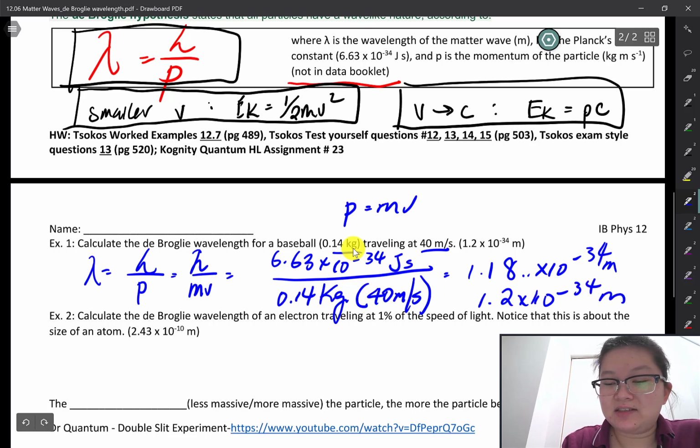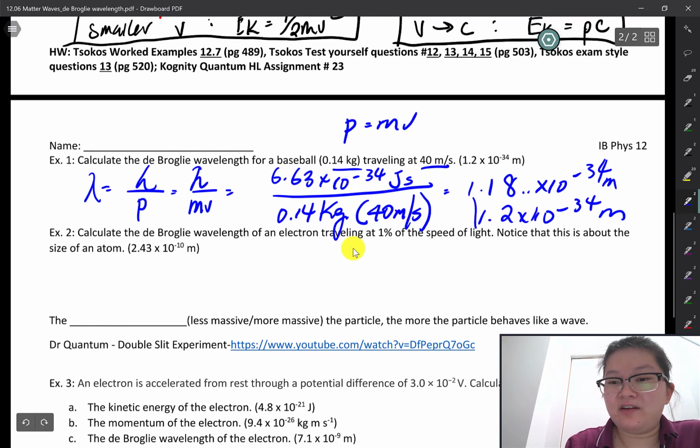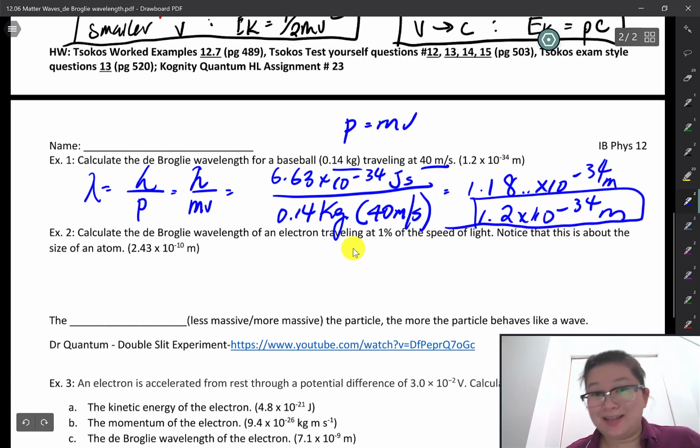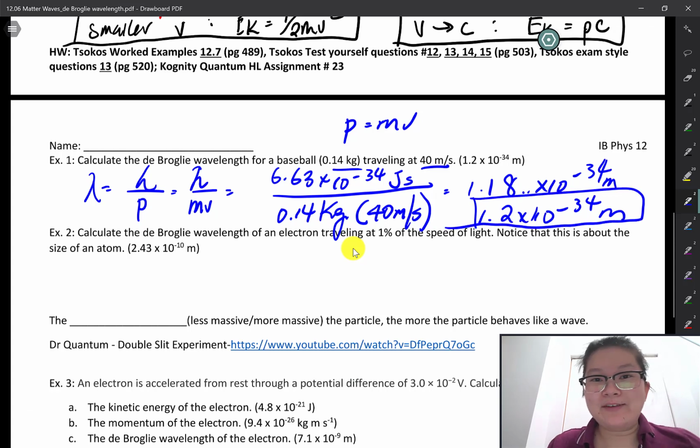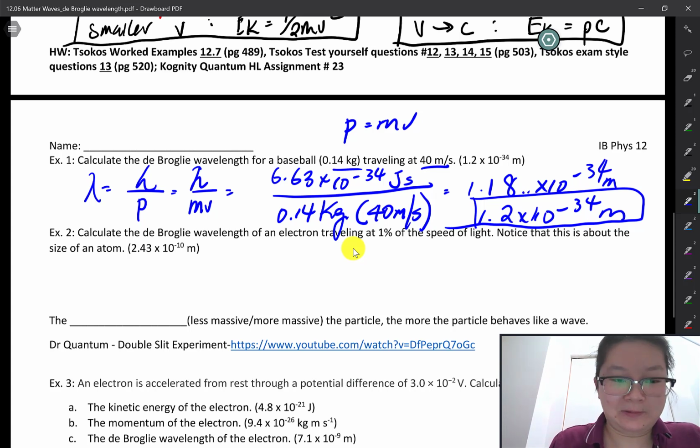And yes, you are thinking that is a very, very, very tiny wavelength. So not very wave-like at all, are we? Or a baseball for that matter. But if we compare that with the de Broglie wavelength of an electron traveling at 1% of the speed of light, let's see what that looks like.